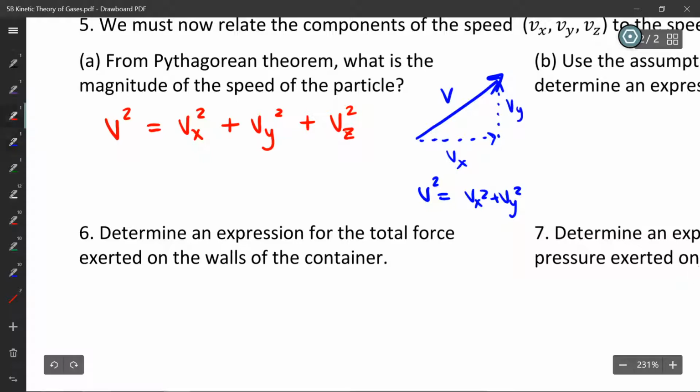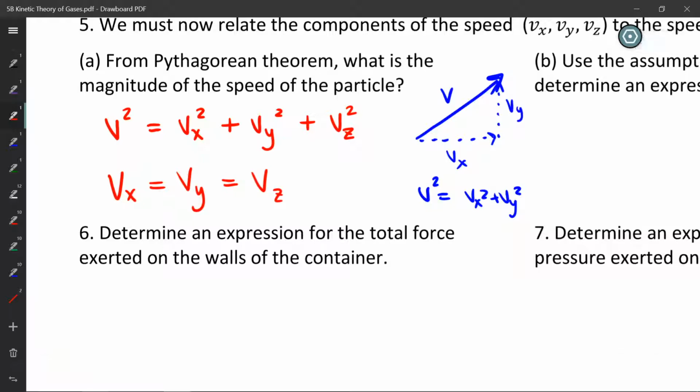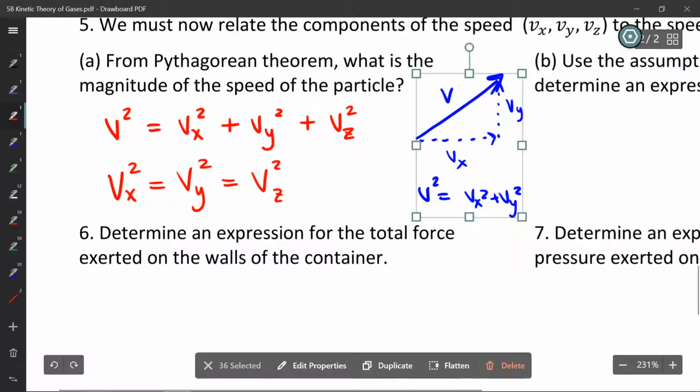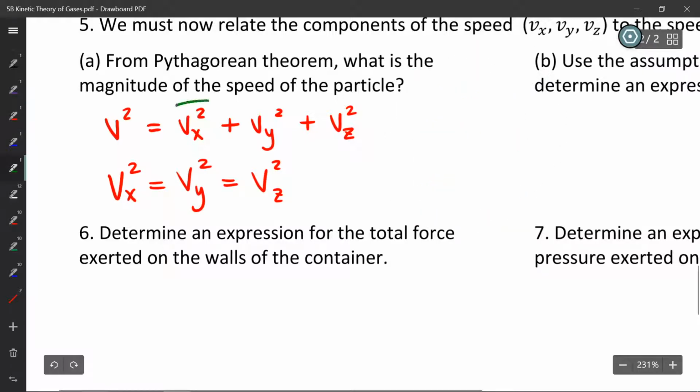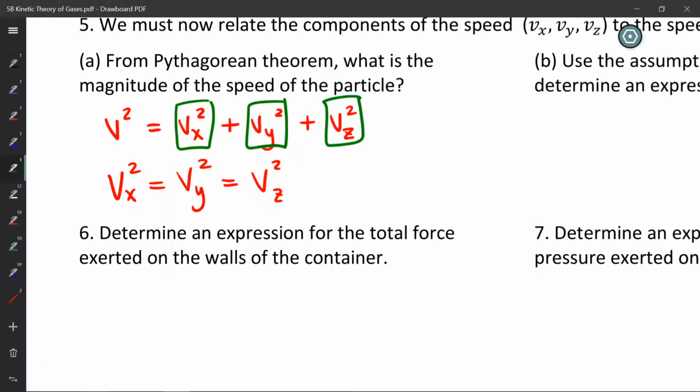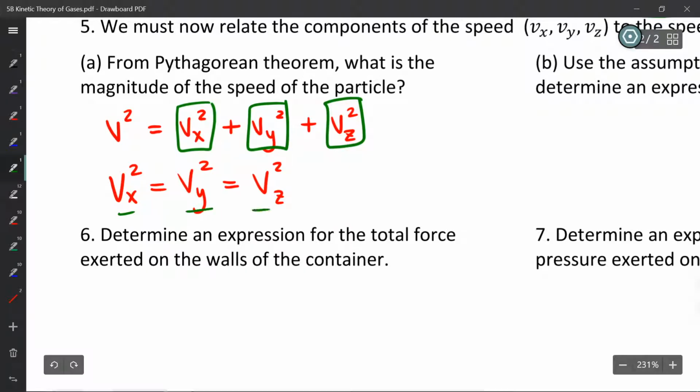And we also said that Vx is equal to Vy is equal to Vz, that there is no preference for the direction the particles move. So that means any given particle is moving as much in all three directions. That also means that the squares of them are all equal as well. So Vx squared, Vy squared, Vz squared are all the same because they're all equal to each other.